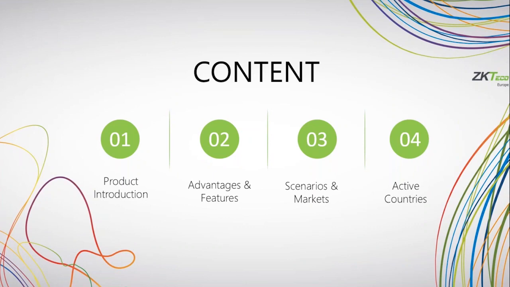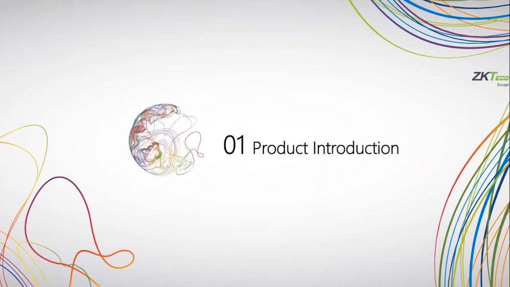So this is the content of the presentation. The first point will be the product presentation. The second is the advantages and the features. The third one is the scenarios and marketing, and the fourth one is the active countries. For sure, there is a new 5.1, which for me is the real-time connection to the camera to show you how the system works. So product presentation, okay, let's start.